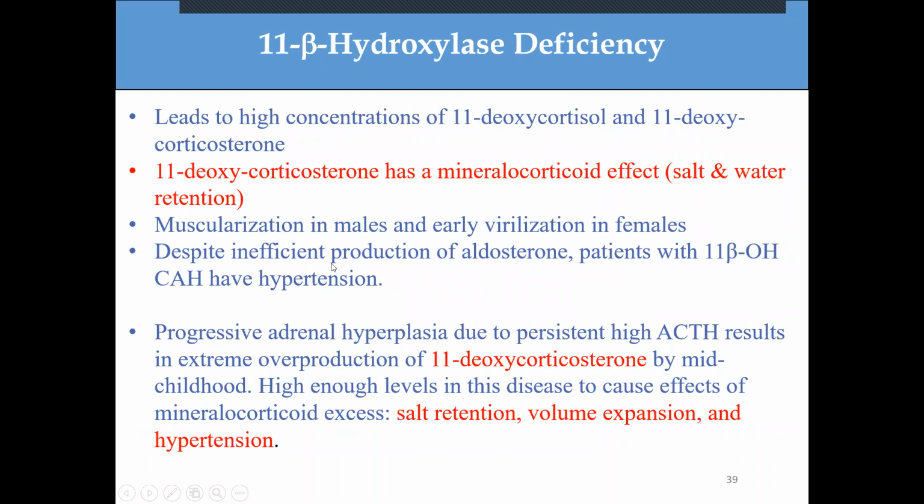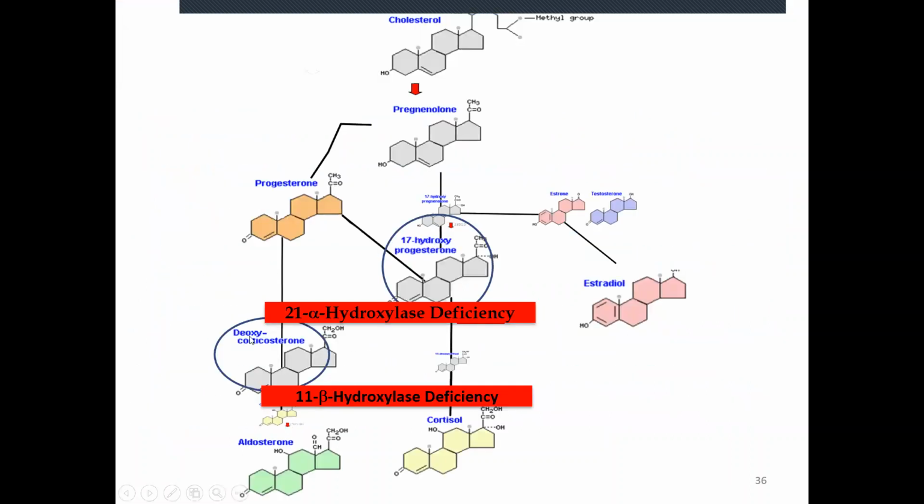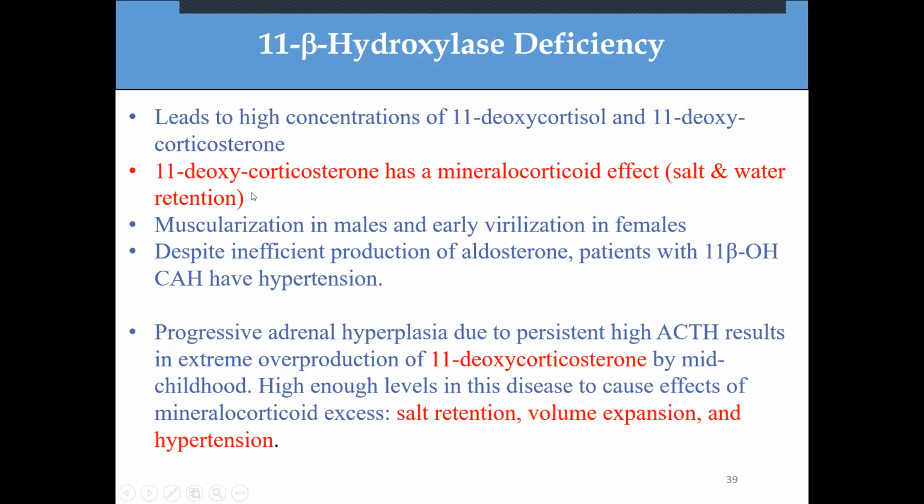Now, the second deficiency that we mentioned is 11-beta-hydroxylase deficiency. What that's going to look like is high levels of deoxycorticosterone. You do also get high levels of 11-deoxycortisol, but that's not as important, and it's not what you're looking for. What you will look for is 11-deoxycorticosterone, which is going to be very, very high. The important thing is that this molecule can act as a mineralocorticoid, but it's not as good as aldosterone at doing the mineralocorticoid work.